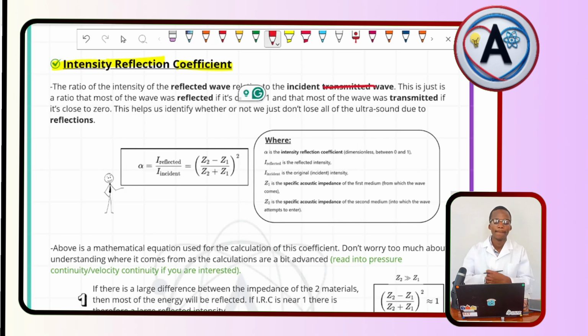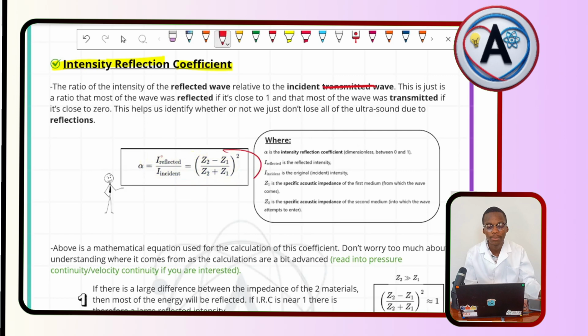So you want to find a ratio that tells you how much has been reflected or how much has been absorbed. You want a number to quantify that. You're going to have what we call the intensity reflection coefficient. Now, this will help us identify whether or not we lose all of the ultrasound due to reflection. So the intensity reflection coefficient is essentially the ratio of the intensity of the reflected wave to the intensity of the wave that is incident.